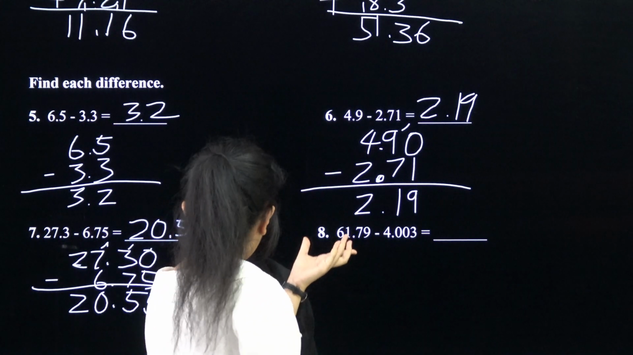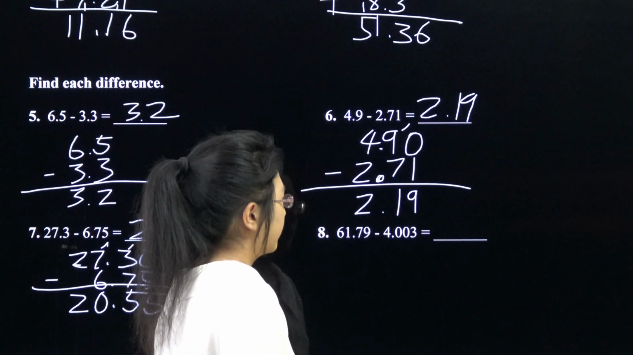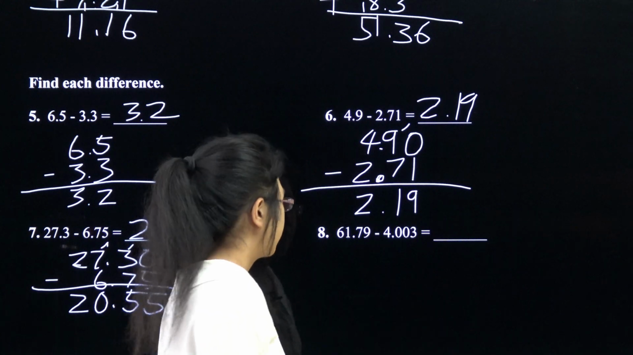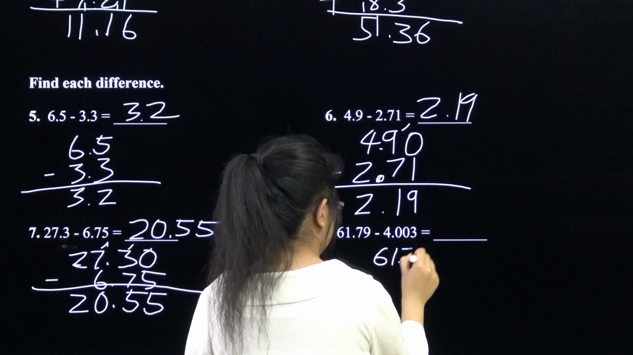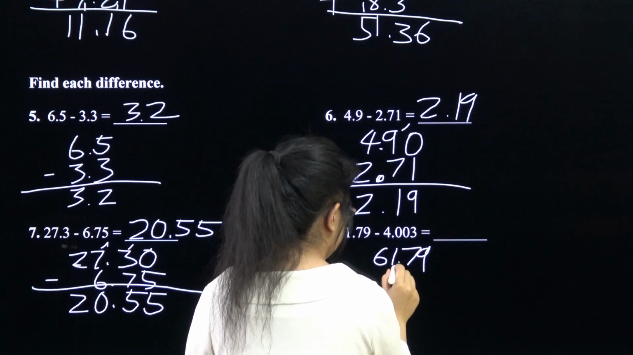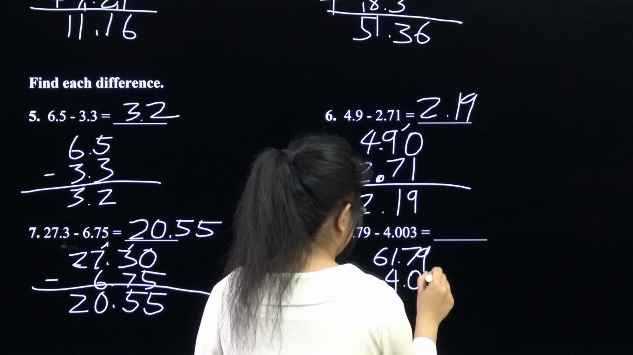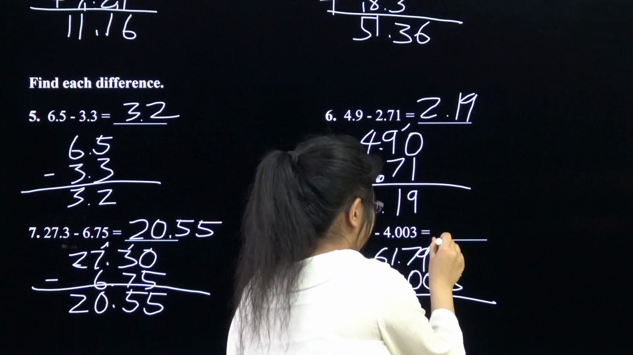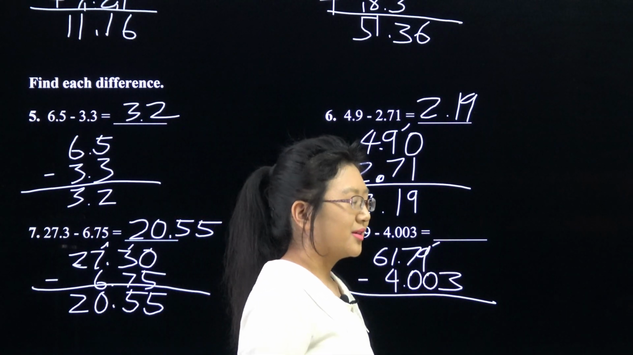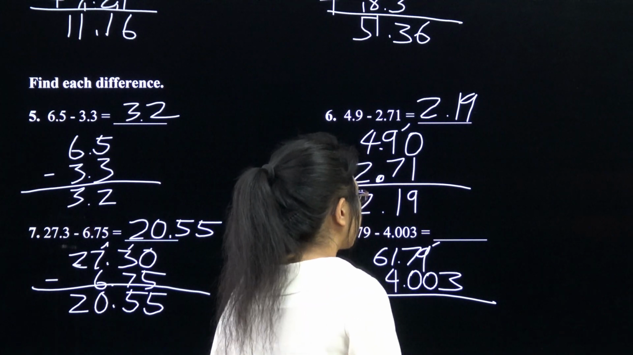And we're going to move on to the last of the subtraction. 61.79 minus 4.003. Why would you ever do this? But, oh yeah, higher grades are annoying.